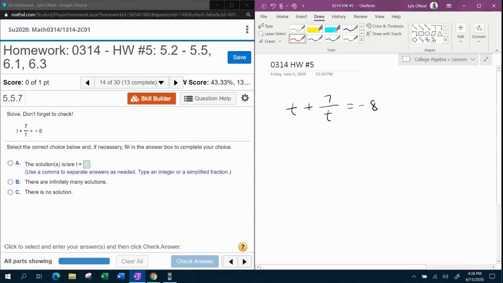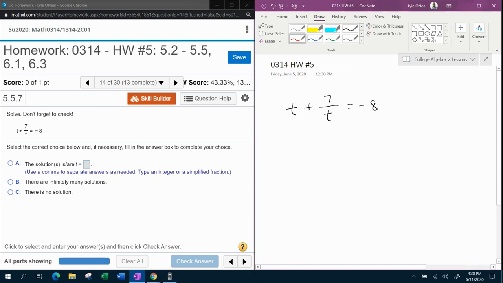All right, here we go. Question number 14 from our 0314 homework number 5 in MyLab Math. And the instructions say solve. So what we have here is a rational equation. It's rational because we have a fraction with a variable in the denominator.